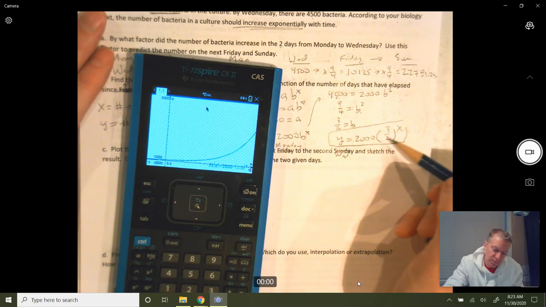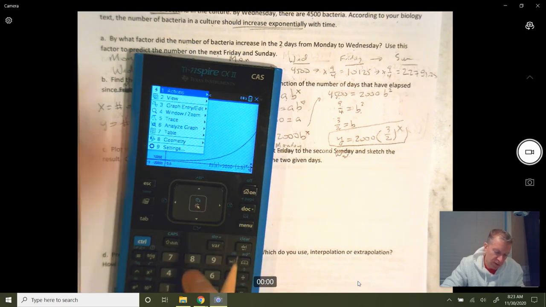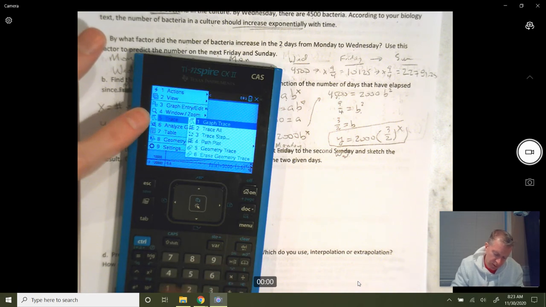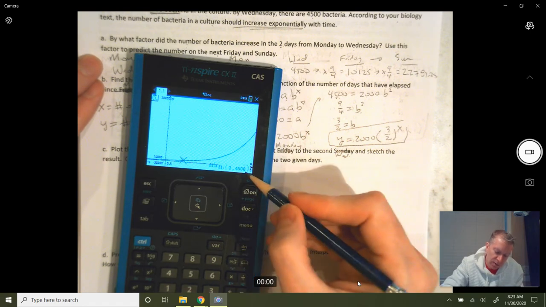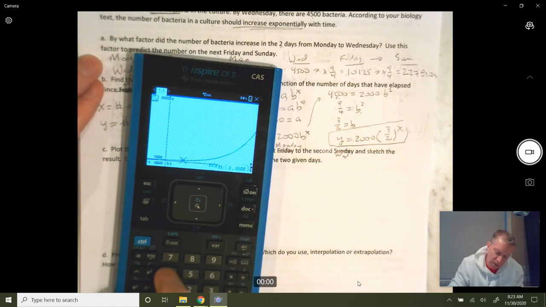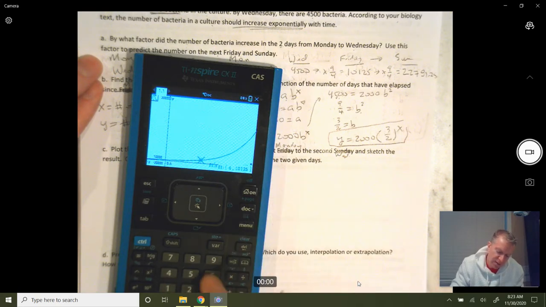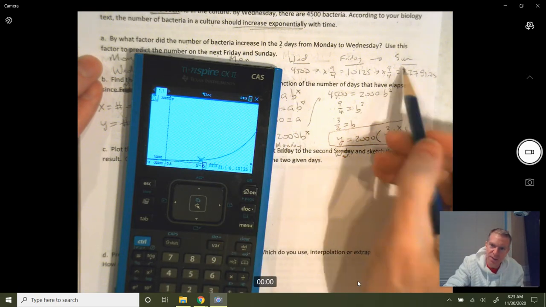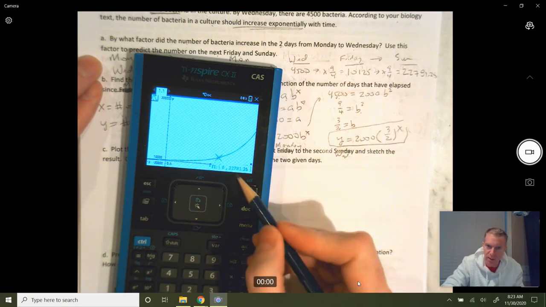So let's trace for the first 2 days. Remember how to trace. Menu 5 for trace, 1 for window trace. You type in a 0, hit enter, 0, 2,000. Let's type in 2, hit enter, 4,500. Let's type in 4 just to double check our other points, 10,125. And then 6, because Sunday was 6 days after the original Monday. Hit enter, and it looks like that's right.